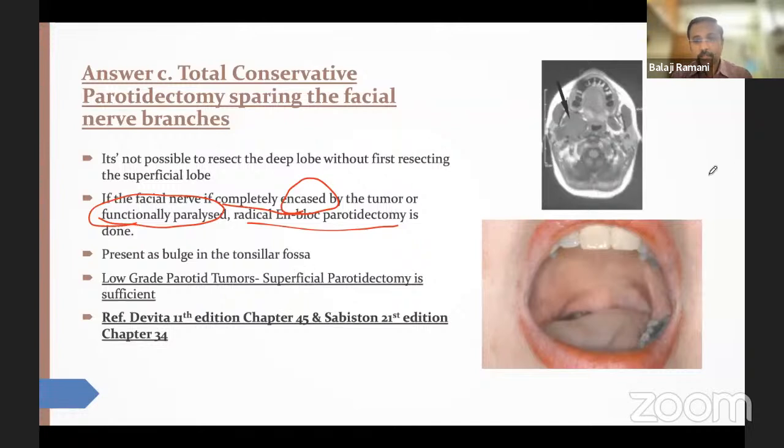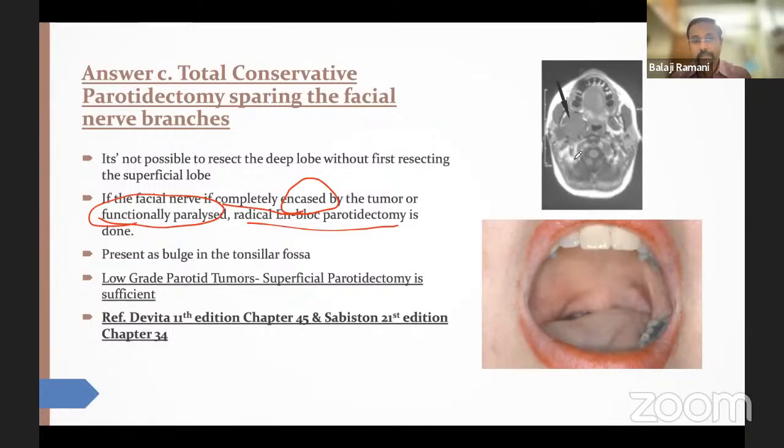So this presents as a bulge in the tonsillar fossa. Now, how do you see this? See, this is how it will present. You can minimally see the bulge in the tonsillar fossa. So this will be the tumor that will be present. You can see that this is a tumor deep, in the post-styloid area. This is a deep lobe tumor. They may give you a picture. Once this question has come, how will you manage this particular tumor?